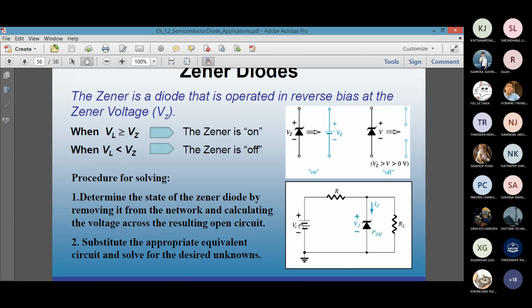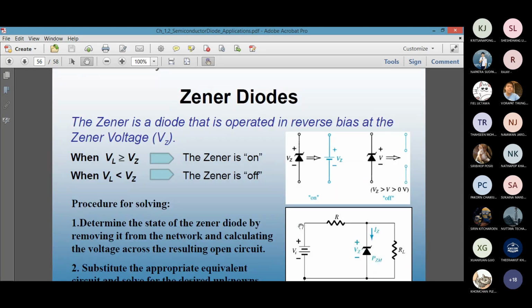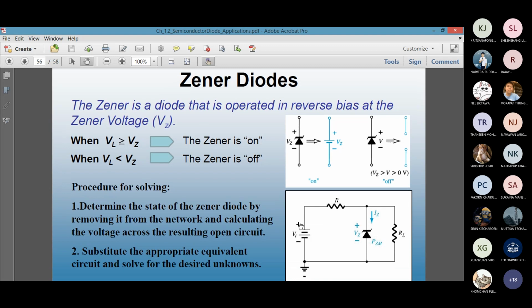We have Zener diode as the last application. Actually, not the last, because I showed you AND OR gates in the class. But for the Zener diode, it's a diode that conducts when it's reverse biased. So given here is a typical Zener diode circuit. First, you have to determine whether the Zener is on or off.